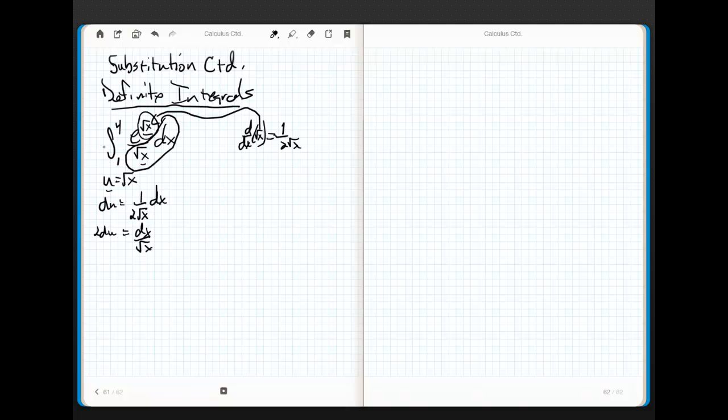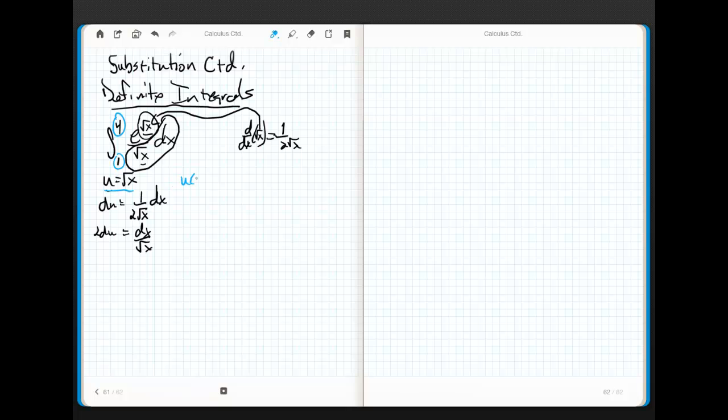Now the question is what do I do with these limits? I got these limits right here. If you think about it for a second, these limits are on x. These are the limits that would be on this function from 1 to 4 of x, but u is a bridge to x. So there's absolutely no reason that I can't redefine my limits in terms of u. And it's really easy to do.